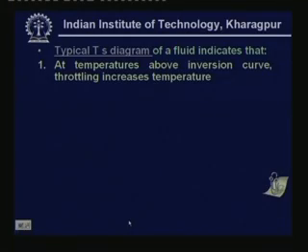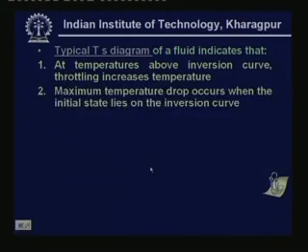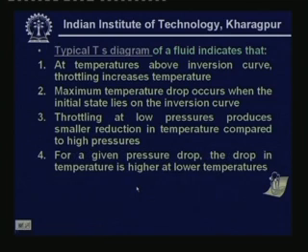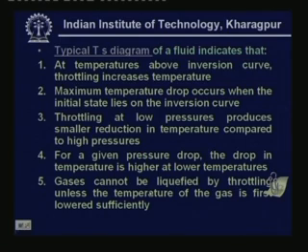So these are summarized here. At temperatures above inversion curve, throttling increases temperature. Maximum temperature drop occurs when the initial state lies on the inversion curve. All these conclusions are based on our TS diagram. Okay, throttling at low pressures produces smaller reduction in temperature compared to high pressures. For a given pressure drop, the drop in temperature is higher at lower temperatures. And finally, gases cannot be liquefied by throttling unless the temperature of the gas is first lowered sufficiently.